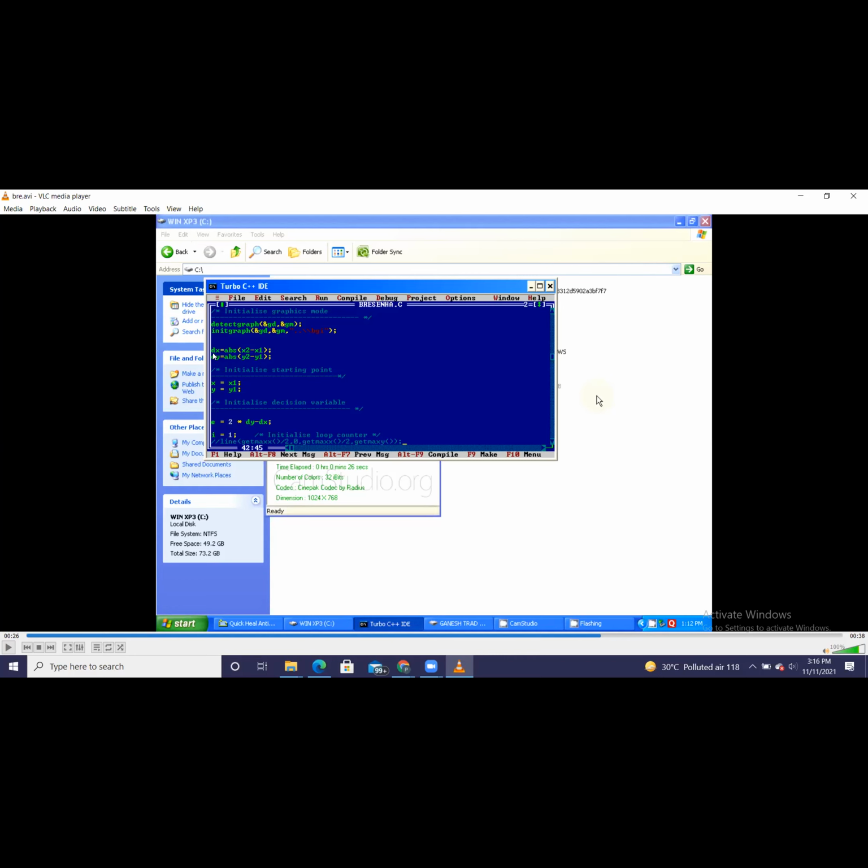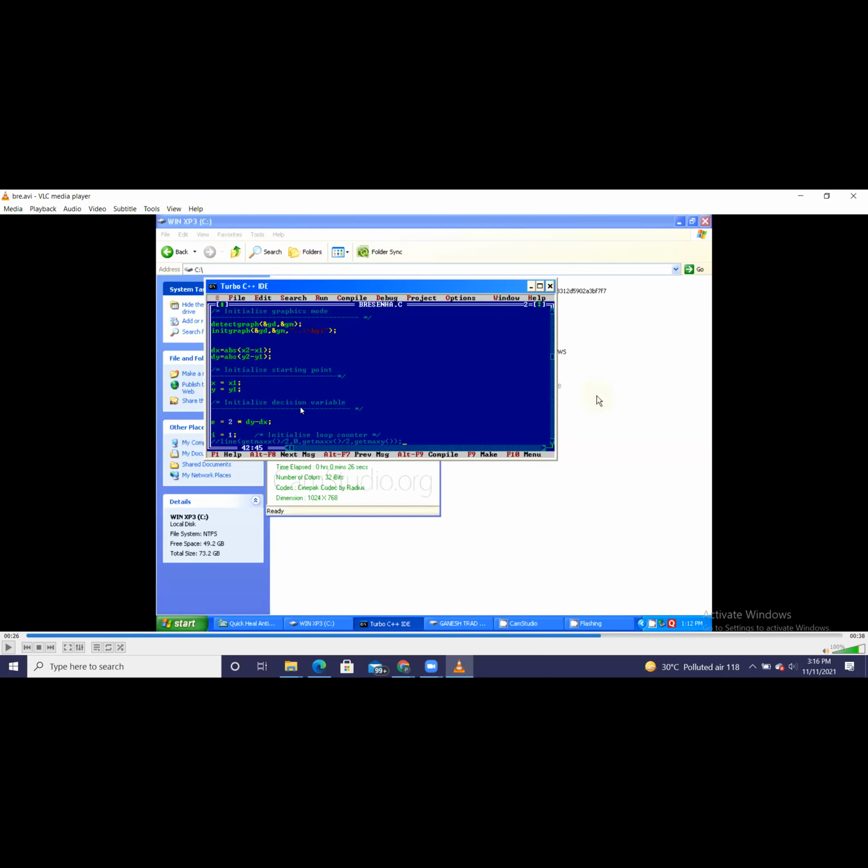Okay, next is dx and dy. How to calculate dx and dy? That is nothing but x2 minus x1 and y2 minus y1. It is the difference value, and that's why they are always positive, so I have taken the absolute value here. Okay. Next is x equal to x1, y equal to y1. I want to start printing the line from x, y, that is your first coordinate x1, y1, which is entered from the user side. Let us say 10, 10. So from this particular point, we will start drawing our line.